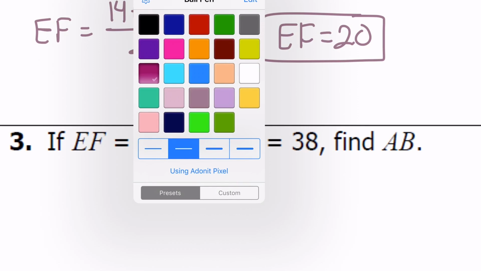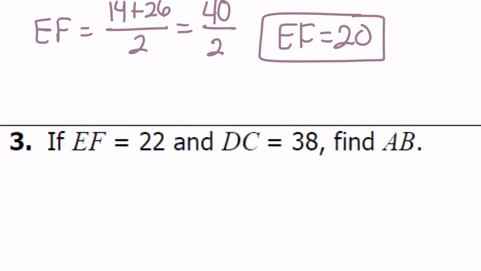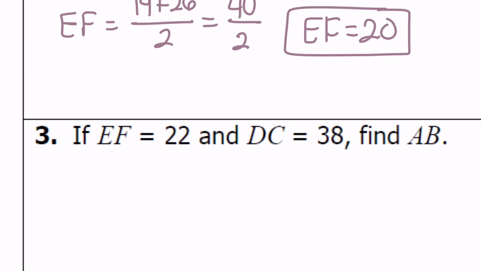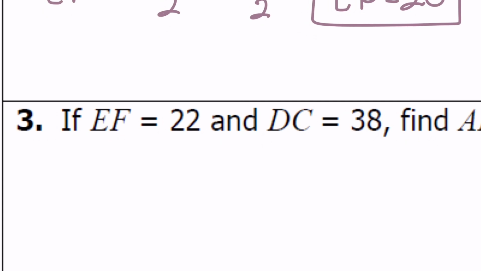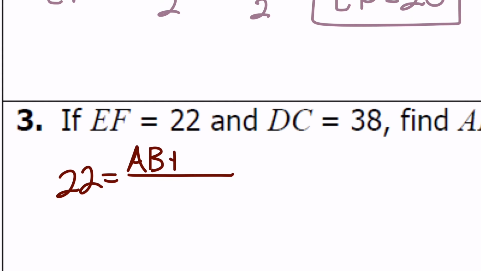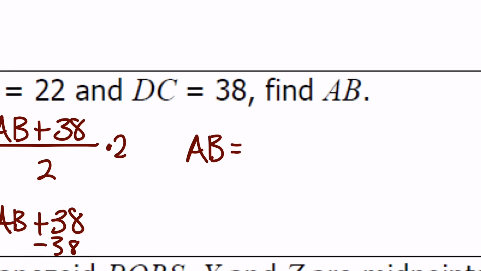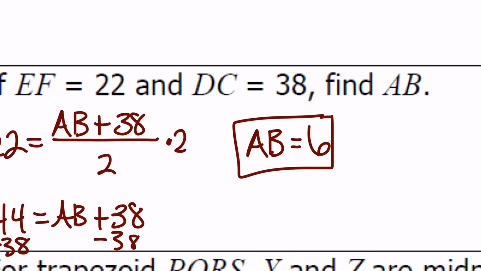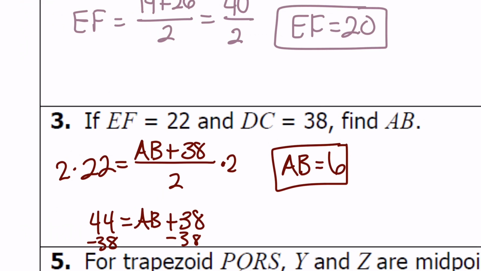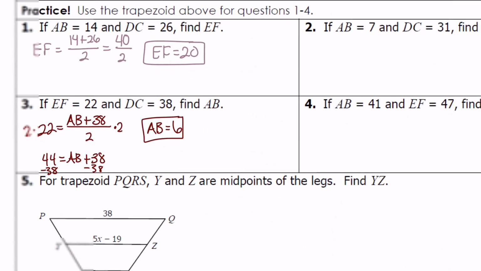Sometimes we're given different pieces of information. We're just using algebra here. So if EF is 22 and DC is 38, we want to find AB. I'm looking at number 3. So EF this time is 22 equals AB, we don't know that, plus DC, which is 38, divided by 2. And again, I just do my math. I can multiply both sides by 2. 44 equals AB plus 38. Subtract 38 from both sides. And AB equals 6. It's as simple as that. Okay, so I'll go ahead and let you do 2 and 4 on your own.